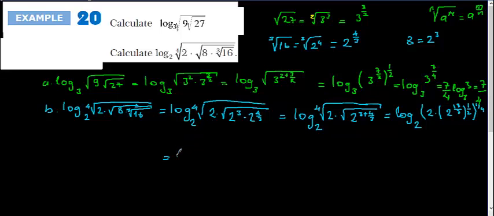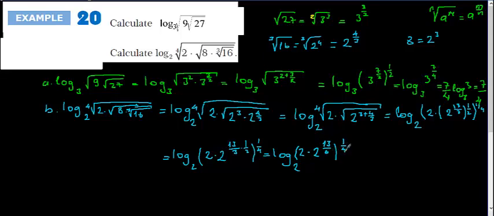If we continue from here, logarithm base, I'm going to start with this bracket, logarithm base 2, 2 to the power of 13 over 3 times 1 over 2, it should be 2 times 2 to the power of 13 over 3 times 1 over 2, to the power of 1 over 4. That's equal to logarithm base 2 of 2 times 2 to the power of 13 over 6, to the power of 1 over 4.